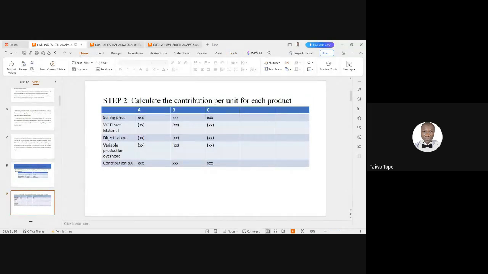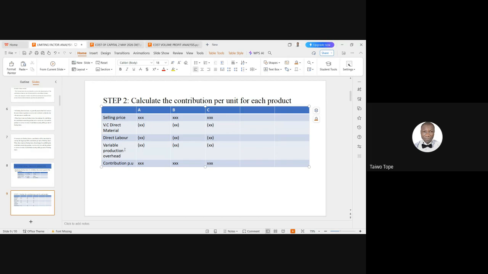Step two, calculate the contribution per unit for each product. How do you compute contribution per unit? It is your selling price less what? Variable cost. You must be able to identify what are my variable costs. Direct material is a variable cost. Direct labor is a variable cost. Variable production overhead is also a variable item. Take note of that.